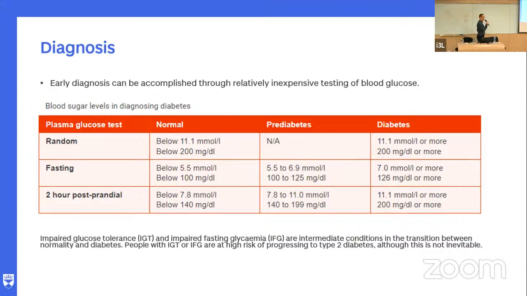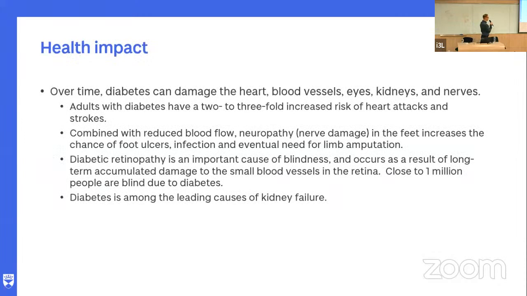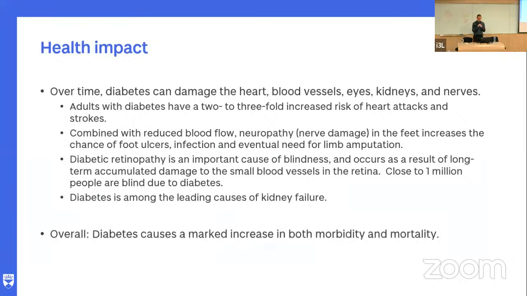Damage to the small blood vessels at the back of the eye as a result of diabetes is an important and common cause of blindness. And diabetes is among the leading causes of kidney failure. Collectively, I think we can appreciate that diabetes causes a marked increase in both morbidity and mortality.